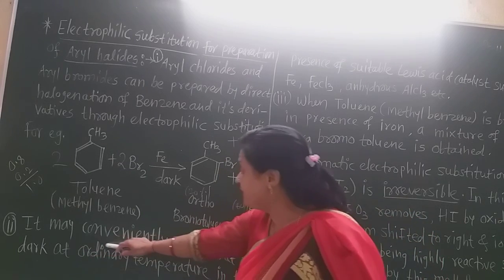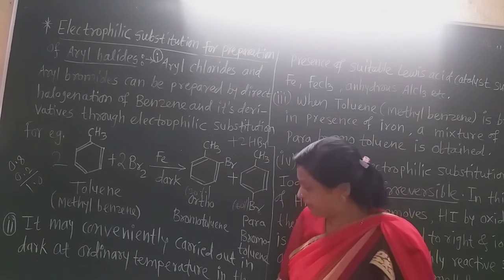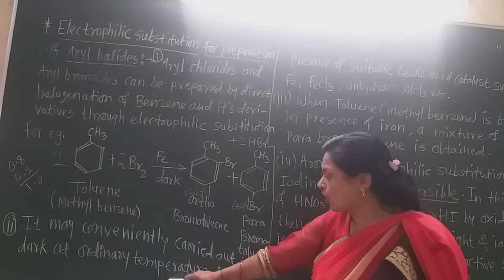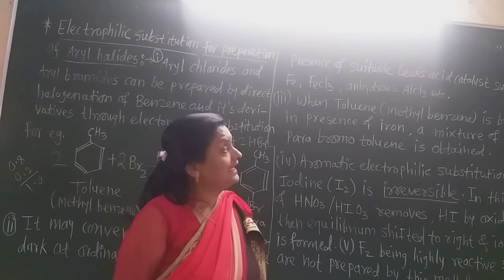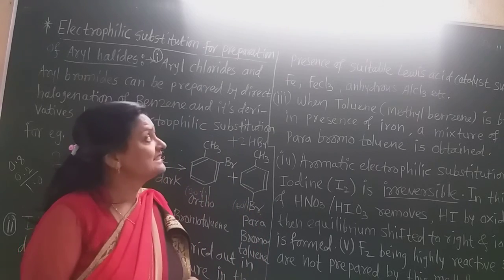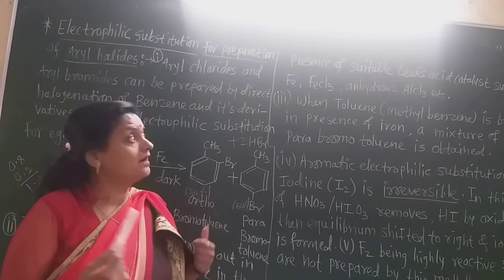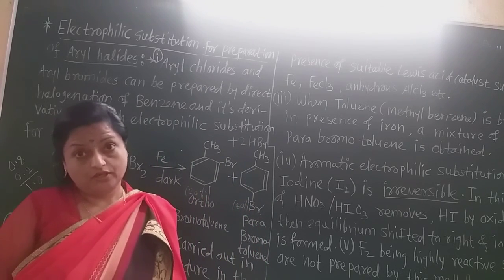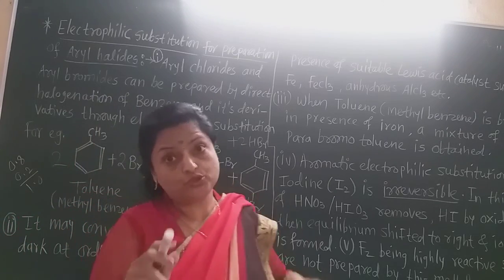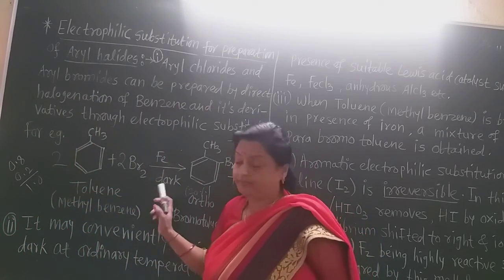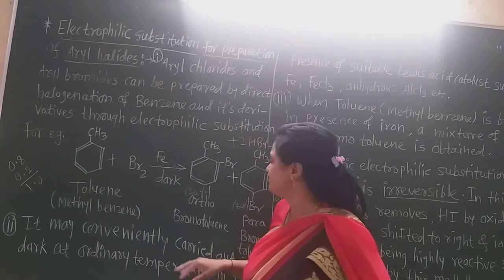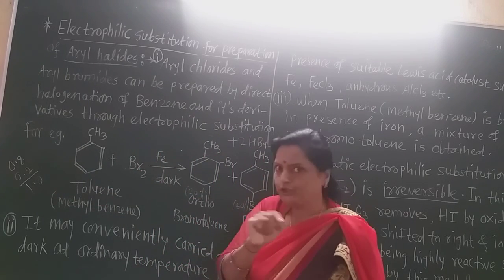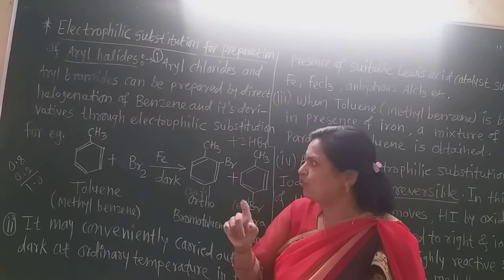Now, this reaction may be conveniently carried out in the dark and at ordinary temperature in the presence of a suitable catalyst like a Lewis acid, such as iron chloride or anhydrous AlCl3. Now, do you understand this reaction clearly, students? This is very important. You can take 1 mole also. Now, see the reaction. This is 20%, meaning 0.2 mole. This is 80%, meaning 0.8 mole.